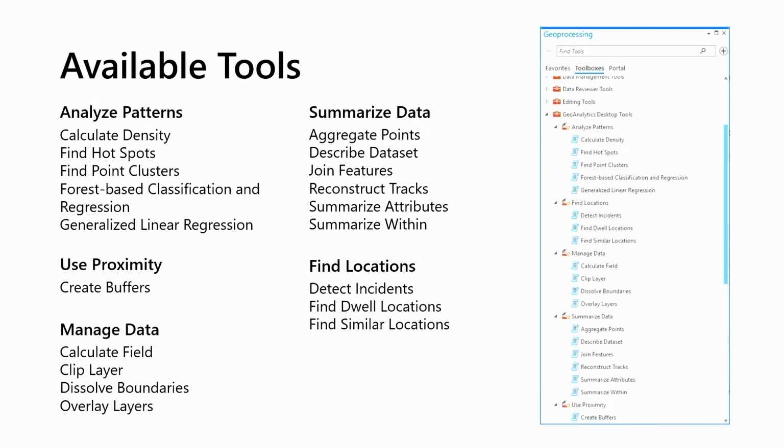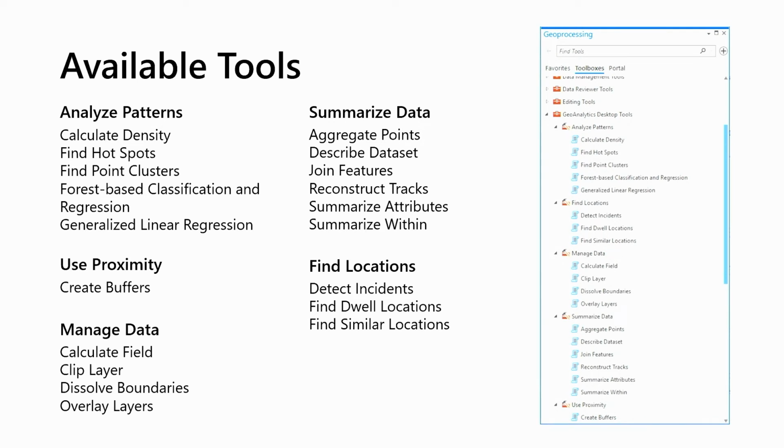Proximity is just creating buffers. Manage Data is more your simple, classic GIS tools like calculating fields, clipping layers, dissolving, and overlay. Summarize Data tools are very big data focused. These are often to help you summarize a really big data set into something more manageable. So aggregating points, like Beth showed, something similar would be Summarize Within, where you could summarize points, lines, or polygons into polygons. And then lastly is Find Locations.